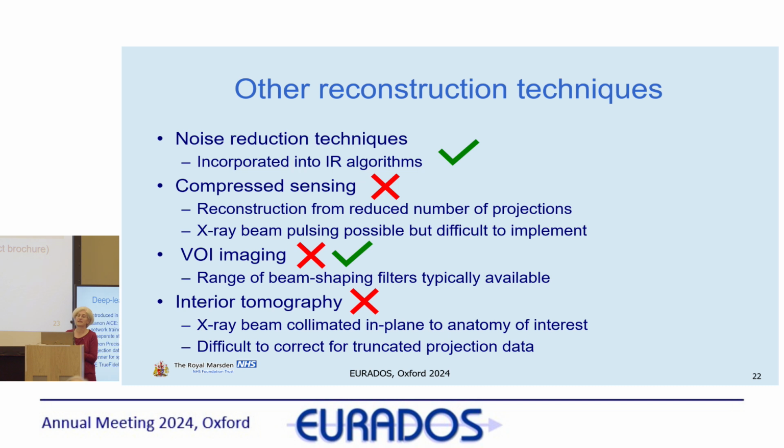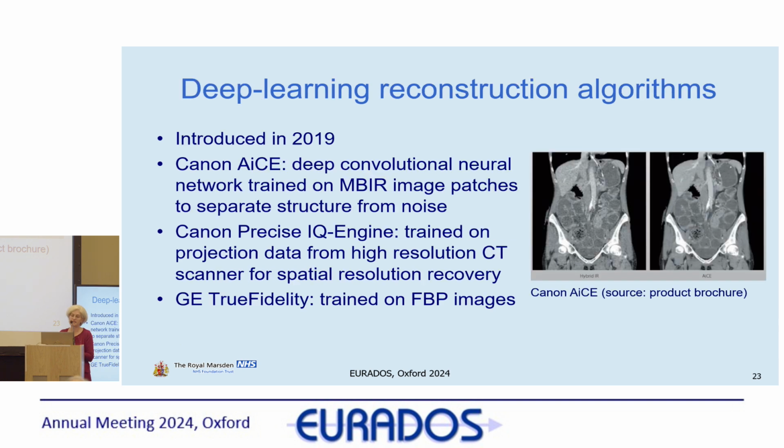However, what has happened is artificial intelligence, and we started to see deep learning reconstruction algorithms. The first one was introduced in 2019, that was Canon's AiCE. This is a deep convolutional neural network which has been trained on model-based iterative reconstruction image patches, so it learns how to separate structure from noise. Canon have carried on with their work. They now have PIQE, which is trained on projection data which has been obtained from their high-resolution CT scanner, and this allows them to do spatial resolution recovery.